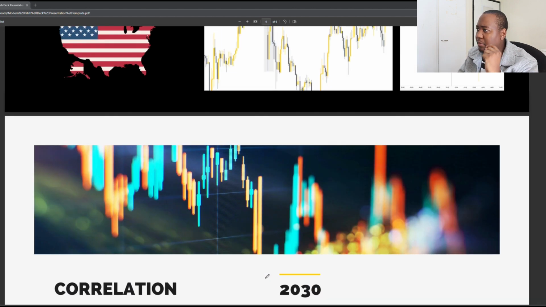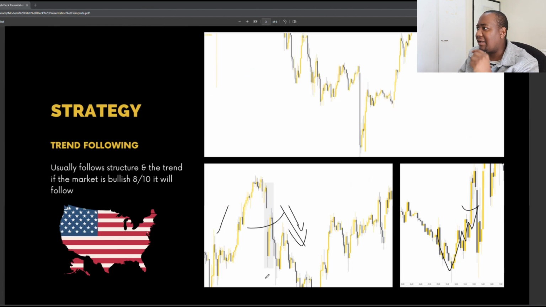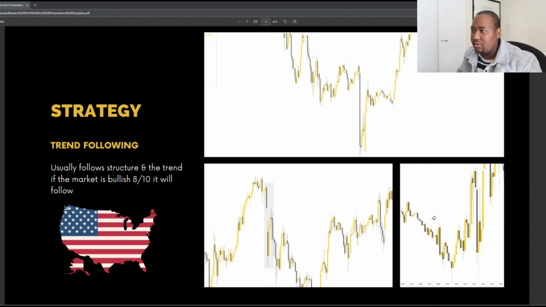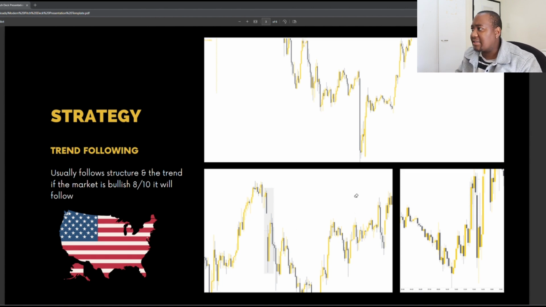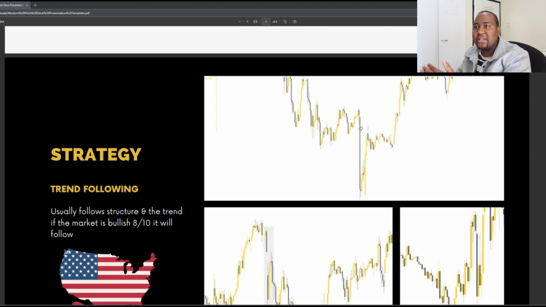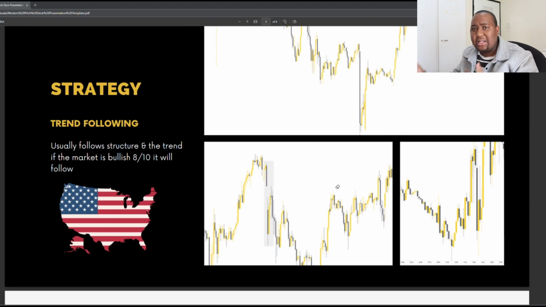So how are you going to predict this? Let's go back here. Whenever you want to trade Nasdaq, you don't apply the strategy on Nasdaq, you apply it on USDJPY, or US dollar yen basically. So you will follow the trend and see, okay, it says the market is going to sell off, then you're going to go and buy on NASDAQ.